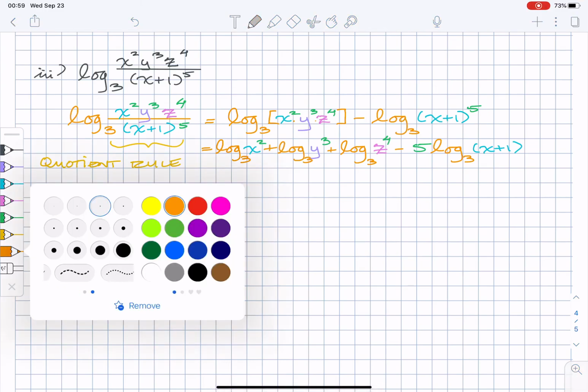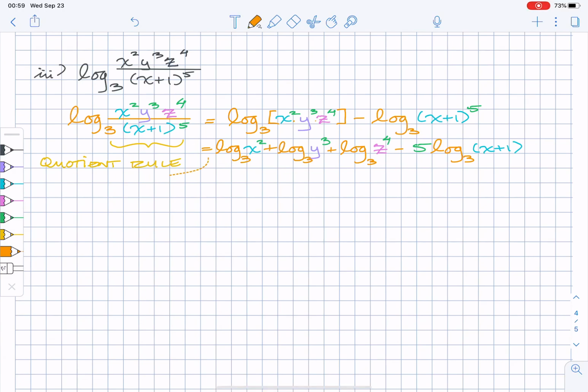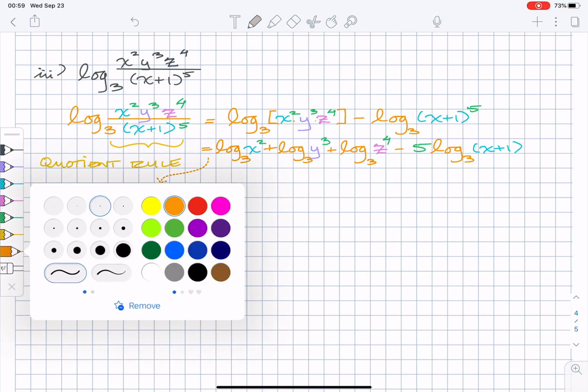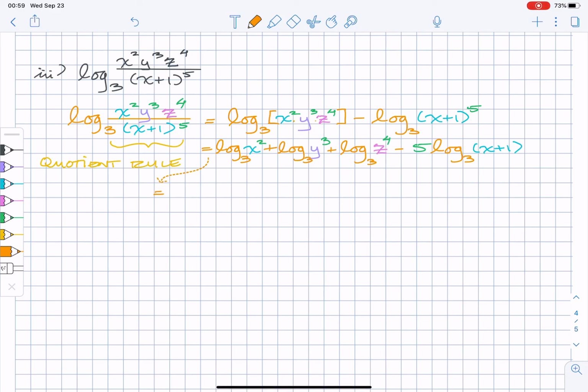Okay. So now let's use the power rule for each one here. So we will now have 2 times log base 3 of x. Then we will have plus 3 times log base 3 of y. Then we will have plus 4 times log base 3 of z.